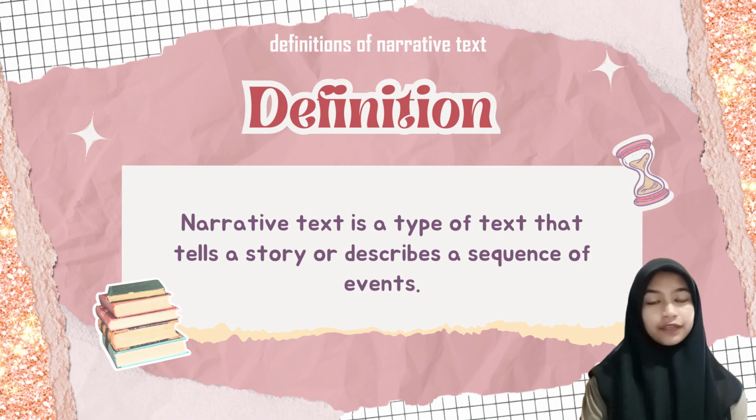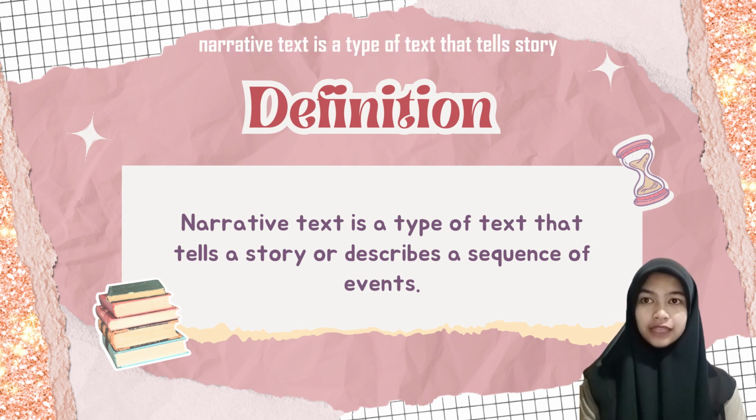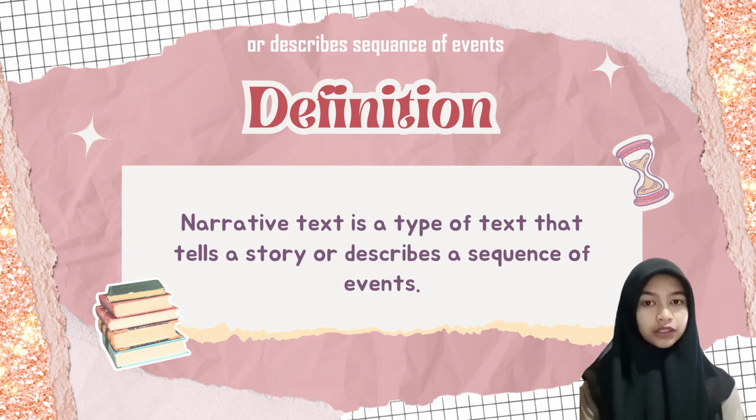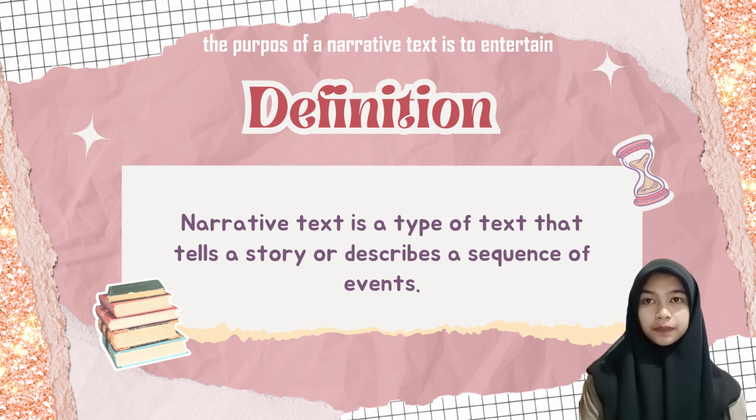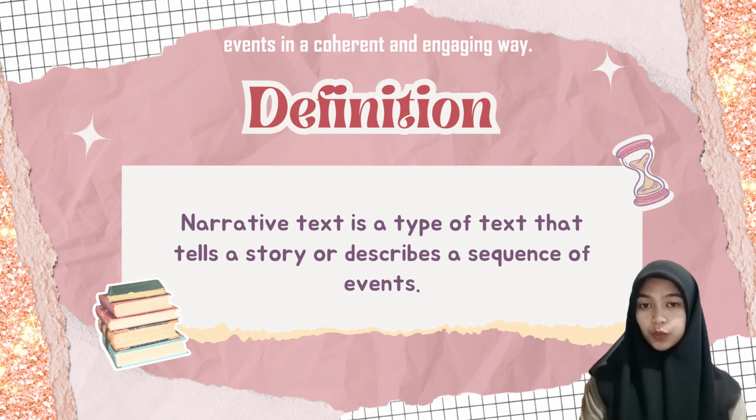The first one, definitions of narrative text. Narrative text is a type of text that tells a story or describes a sequence of events. The purpose of a narrative text is to entertain or inform the reader by presenting a series of events in a coherent and engaging way.